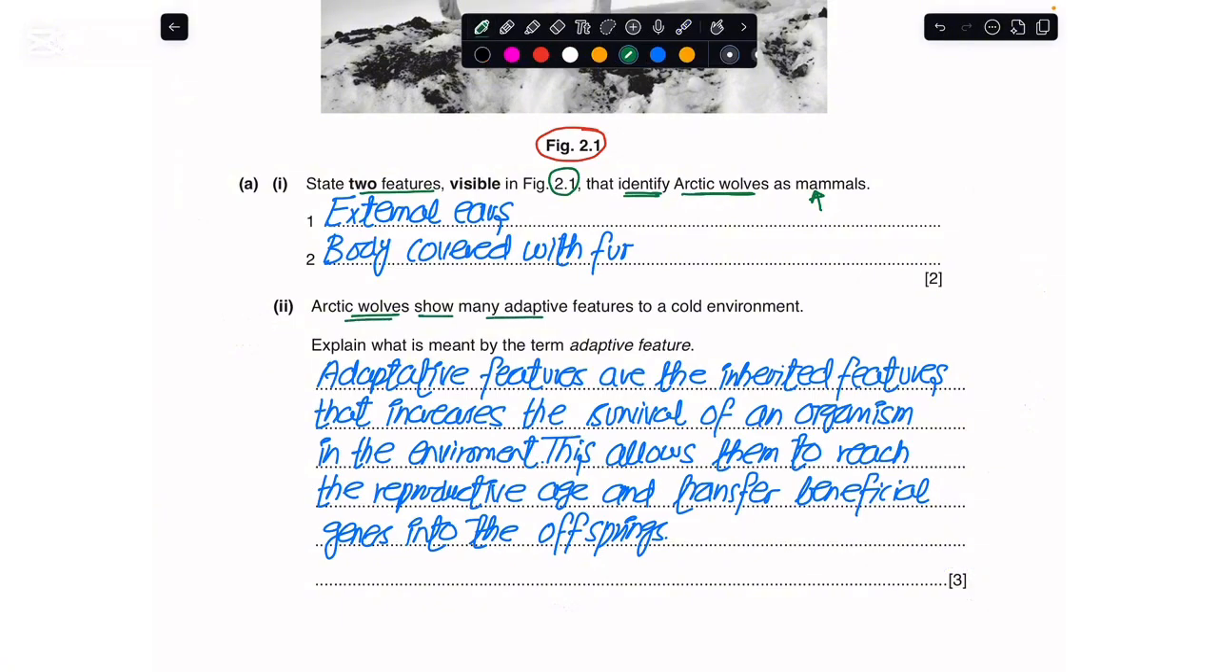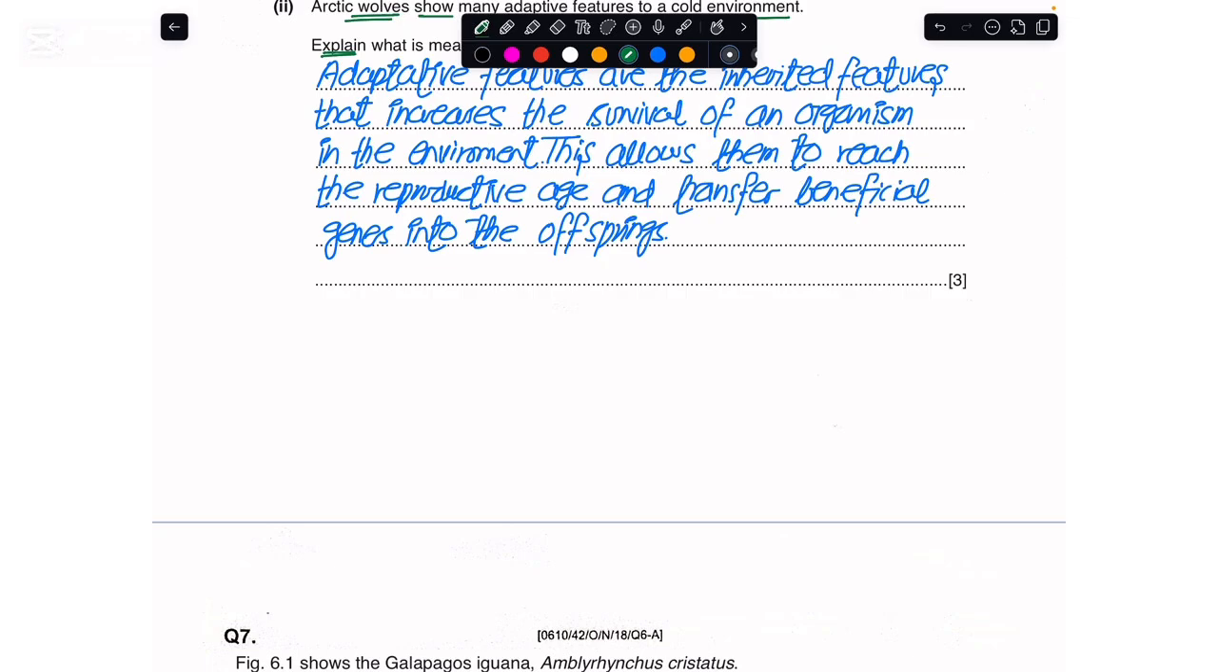Now moving on to part number 2, having 3 marks for it, they say Arctic wolves show many adaptive features to survive in the cold environment, and they want you to explain what is the meaning of the term adaptive feature. Now, if I talk about us, we have got our parents, and these parents would transfer the genetic material to the offspring, and these offspring would use the genetic instructions or the information to develop some beneficial features, some beneficial characteristics.